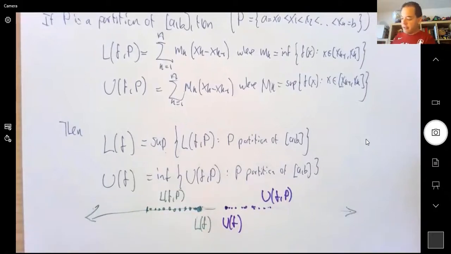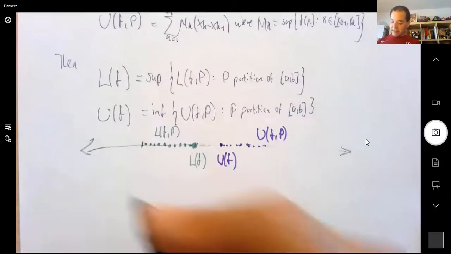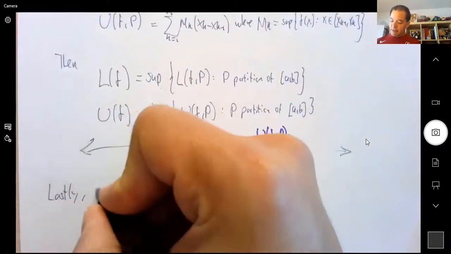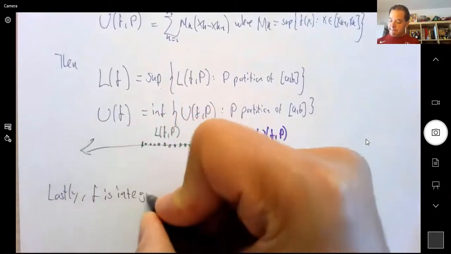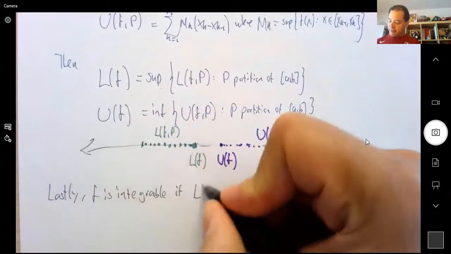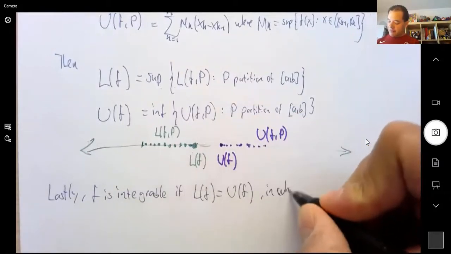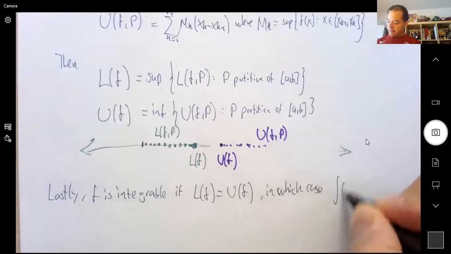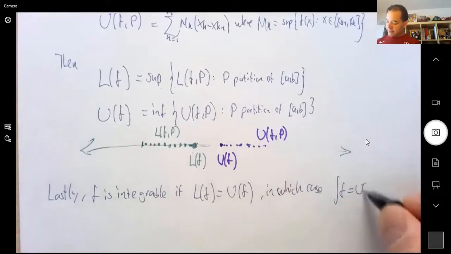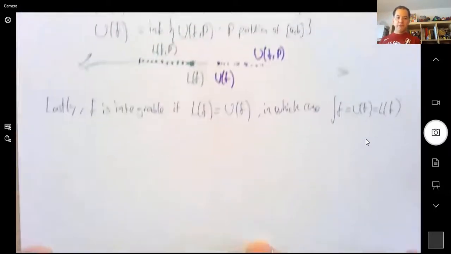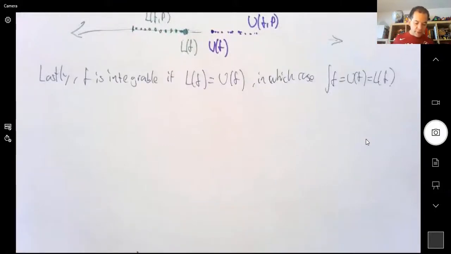It's intuitively clear, right? And then the point is that the function will be integrable, Riemann integrable, if these two are the same. So lastly, f is integrable if L of f equals U of f, in which case the integral of f is either of the two, whichever one you prefer. Okay, so that's a quick summary of what we did last time.